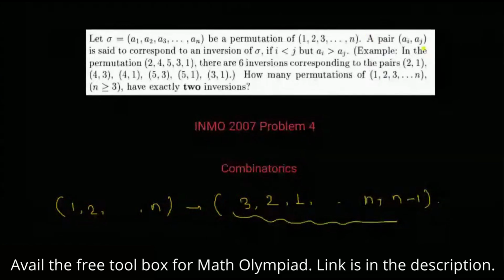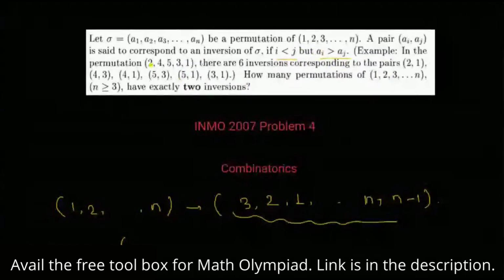Now ai and aj are said to correspond to an inversion of sigma if i is less than j but ai is greater than aj. They have given an example, the number 24531, which has six inversions. So if i is less than j and ai is greater than aj, then it has one inversion. The number of times this occurs is the number of inversions the permutation has.